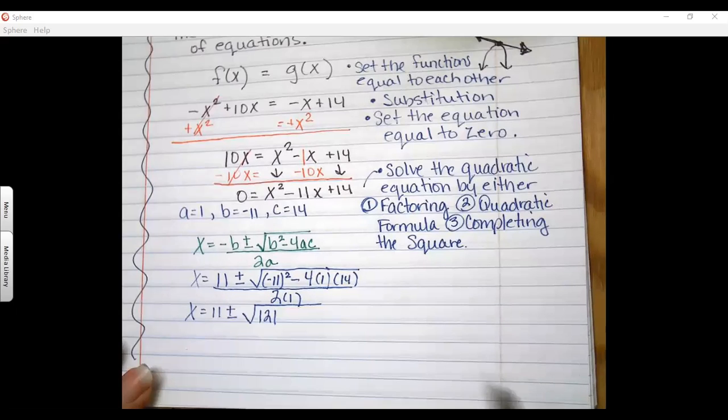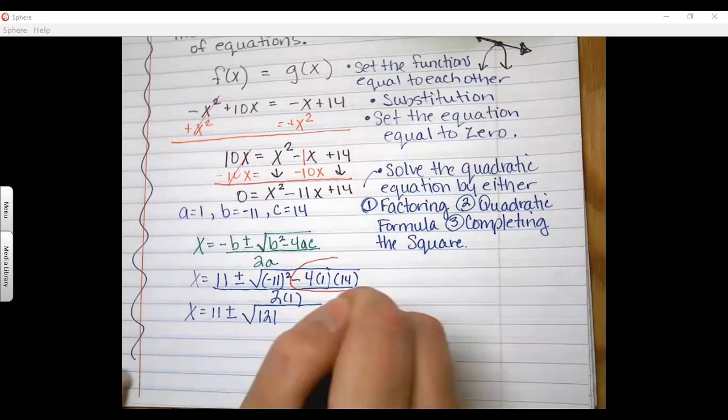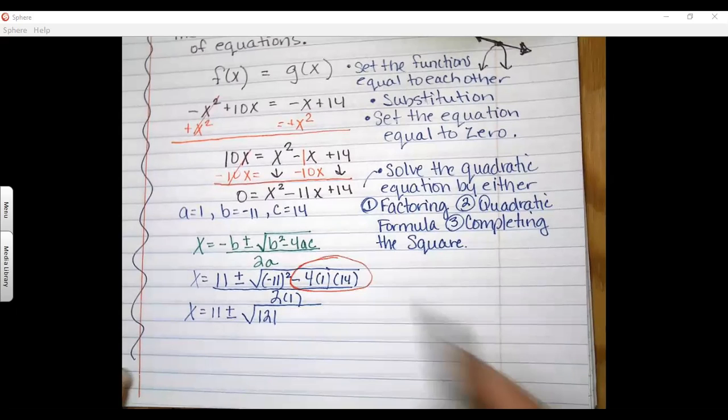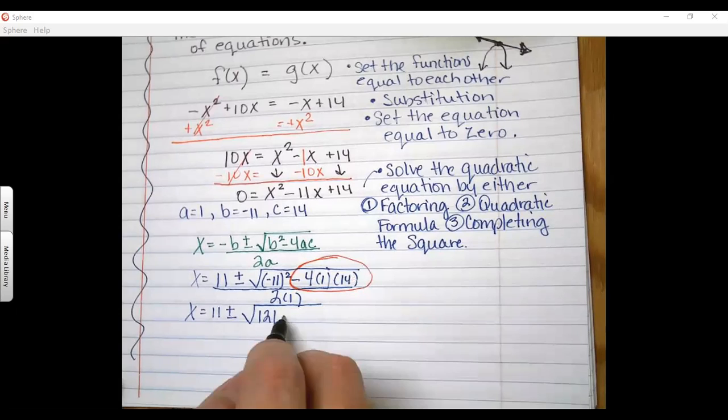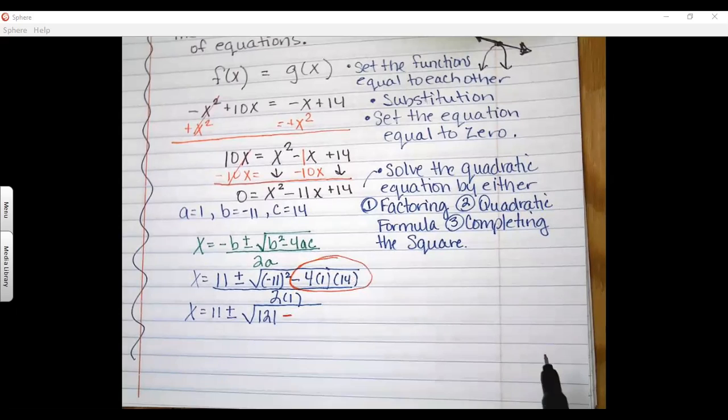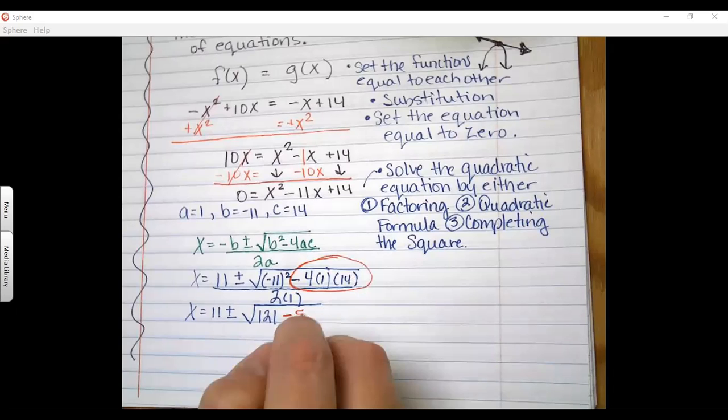And then I'm still begging you to do the minus 4ac part all at the same time. So let me figure out my sign first. What's a negative times a positive times a positive? A negative. So when I multiply all that together, I'm going to be subtracting it. Sometimes you're adding, it depends. So now I'm just going to multiply the absolute values. So 4 times 1 times 14, and I get 56. So I'm going to be subtracting 56 from 121.